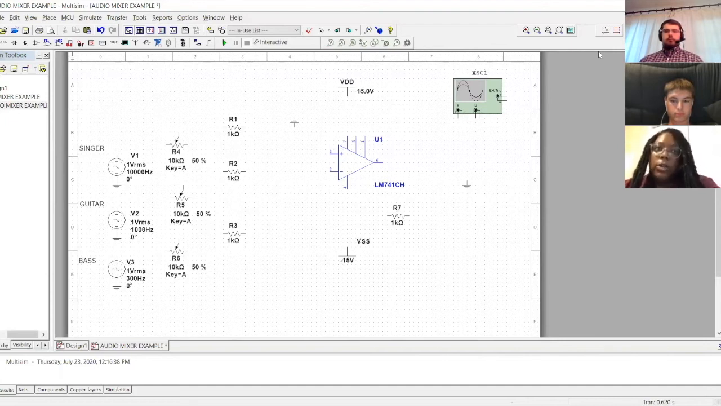Some of the components used in this example are 3 AC sources that we named singer, guitar, and bass, 3 potentiometers, 2 DC sources that supply the op amp with upper and lower bounds, as well as 4 resistors.